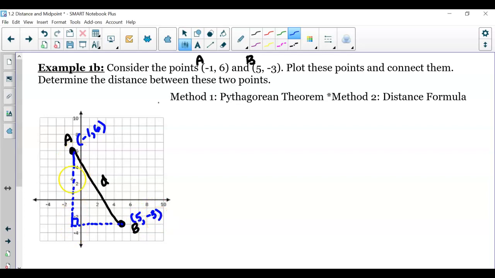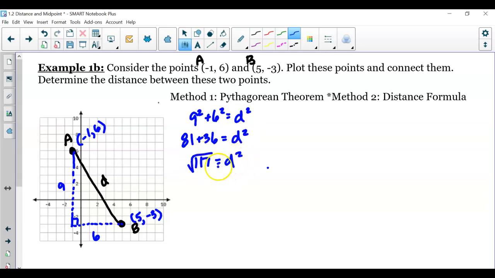So here my vertical is 9, and my horizontal is 6. So now here I've got 9 squared plus 6 squared is equal to d squared. I've got 81 plus 36, which gives you 117, but then of course take the square root. So d, the distance, is approximately 10.8.